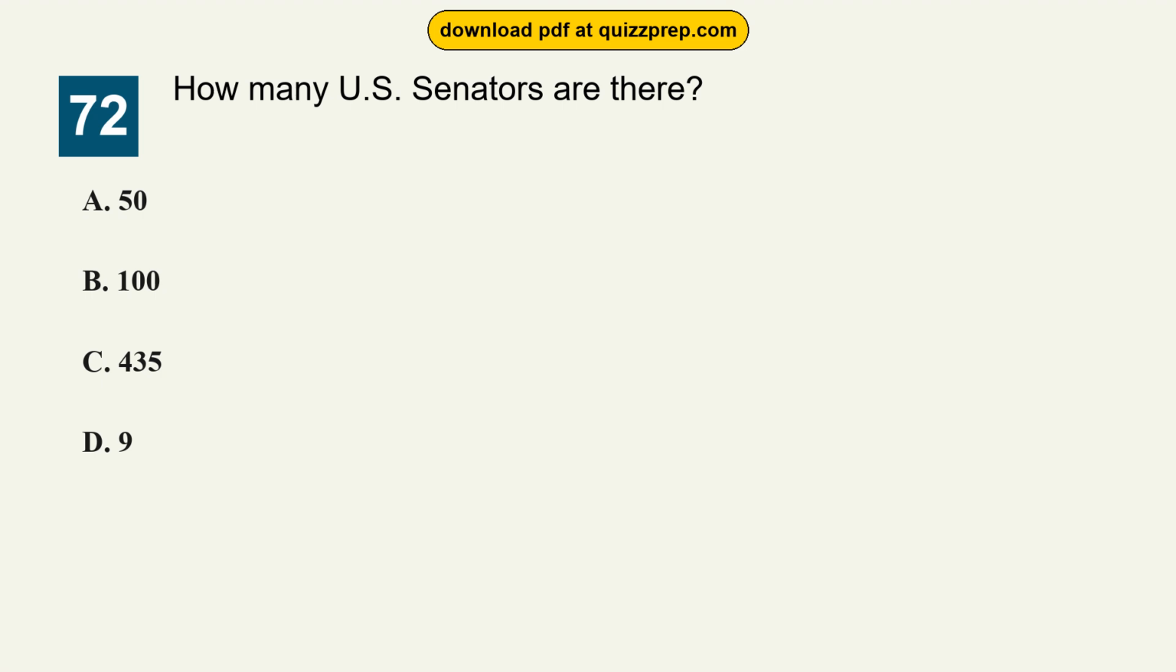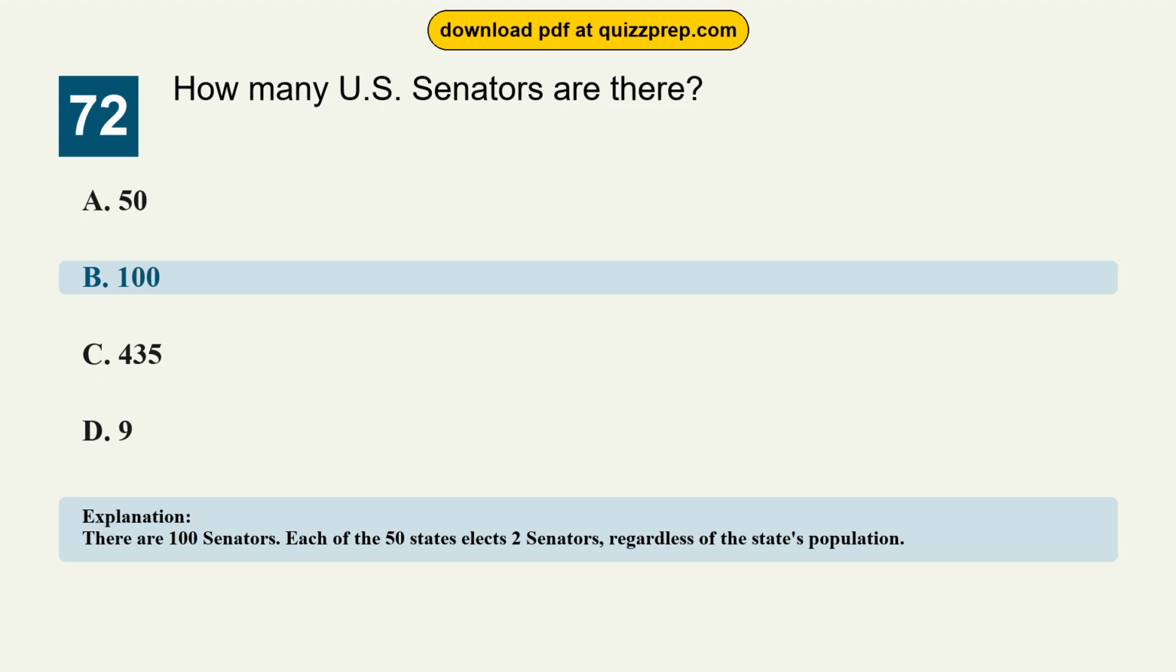Question 72. How many U.S. senators are there? Option A, 50. Option B, 100. Option C, 435. Option D, 9. The correct answer is option B, 100. There are 100 senators. Each of the 50 states elects 2 senators, regardless of the state's population.